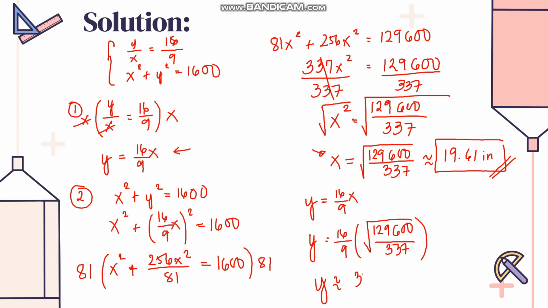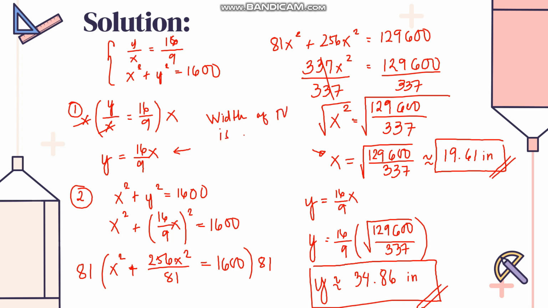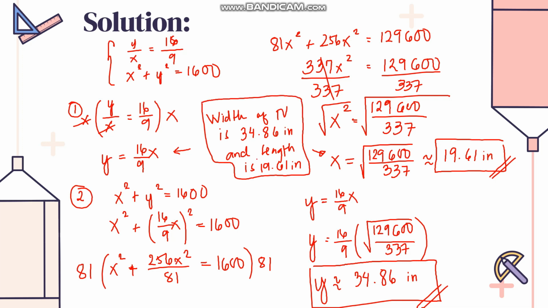So we will have 34.86 inches as our final answer. So this is now the value of y. So therefore, we can say that the width of the TV is 34.86 inches and the length is 19.61 inches. And then this will be our final answer.